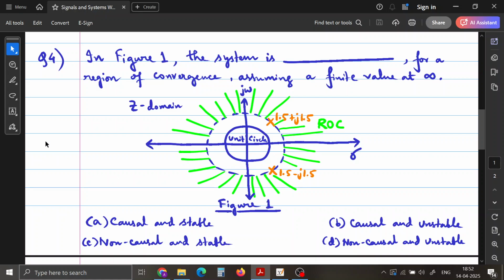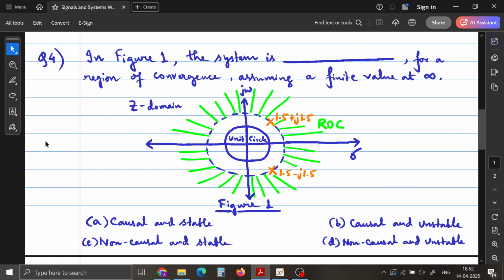Okay, so here we are given a figure 1, as you can see in question 4. We are asked to determine the nature of the system with respect to causality and stability. Four options are given: causal and stable, causal and unstable, non-causal and stable, non-causal and unstable. So which of these combinations is the right one for this system is what you need to determine.